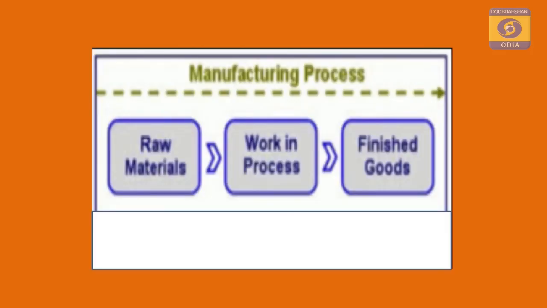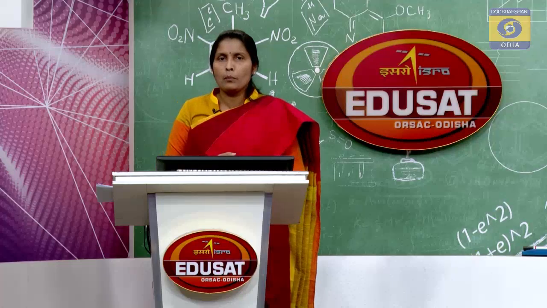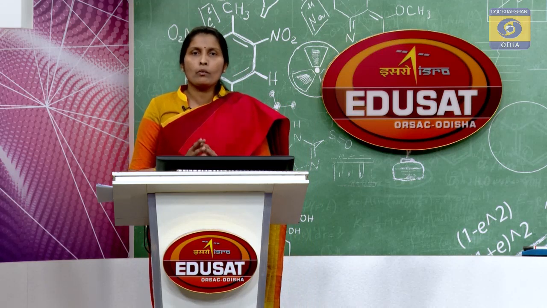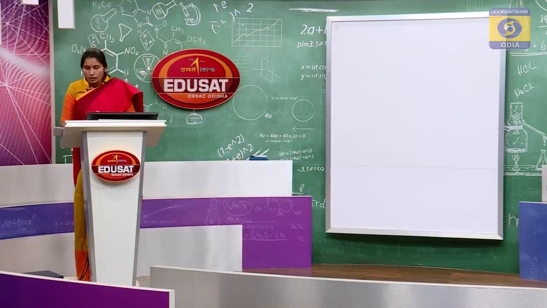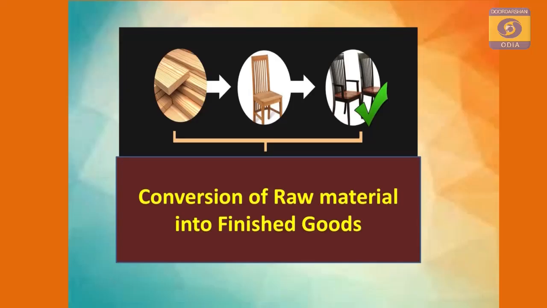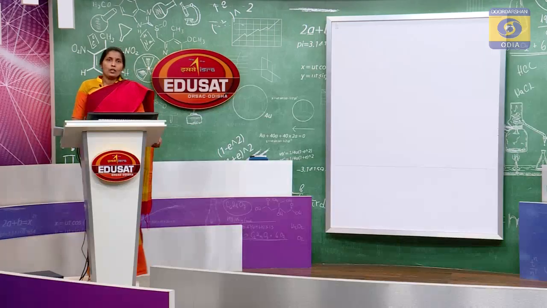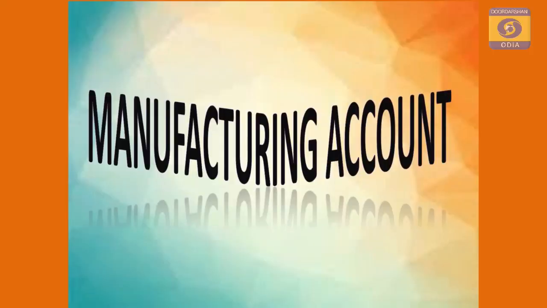How does this entire process work? From the raw materials they move on to the work in progress and then the finished goods. A question might be coming to your mind, what is this work in progress? Work in progress is neither in the raw material form nor finished goods, it is somewhere in between. That means it is the cost of unfinished goods of the manufacturing concern. Now I can show you how this raw material is getting converted. We can see wood getting converted into a chair, and then finally it takes a final shape, and that is your finished good. So today we are going to talk about the manufacturing account.